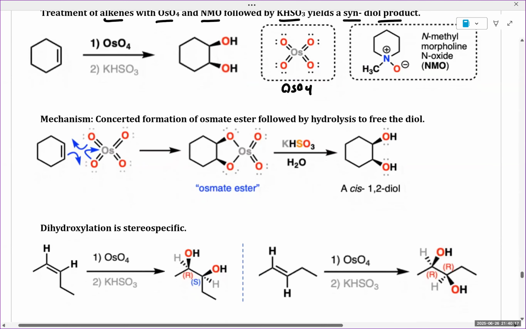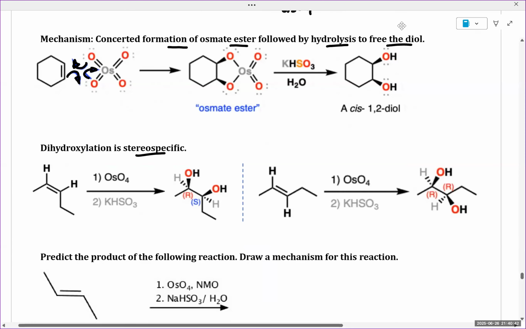So what's the mechanism? You have concerted formation of the osmate ester followed by hydrolysis to free the diol. So in this case, we form two carbon-oxygen bonds via formation of the osmate ester, and the osmate ester is then hydrolyzed to yield the syn 1,2-diol. Once again, dihydroxylation is stereospecific. So if you start with a Z-alkene, you get a defined product stereochemistry. If you have an E-alkene, you get a diastereomeric but defined product stereochemistry.